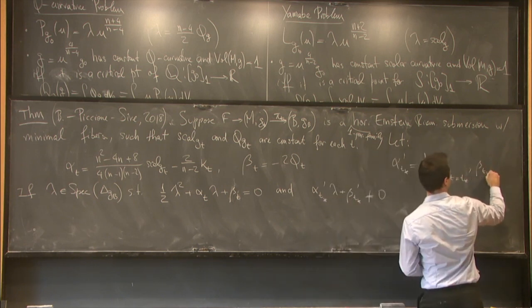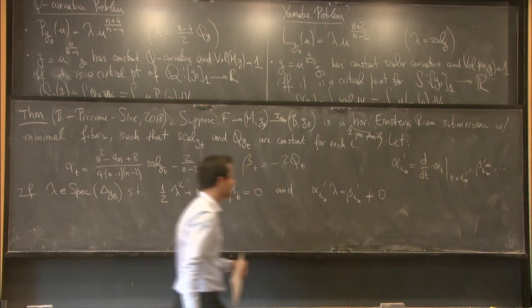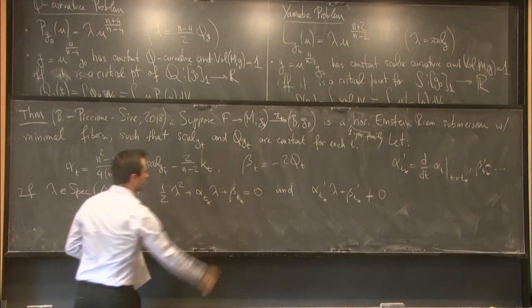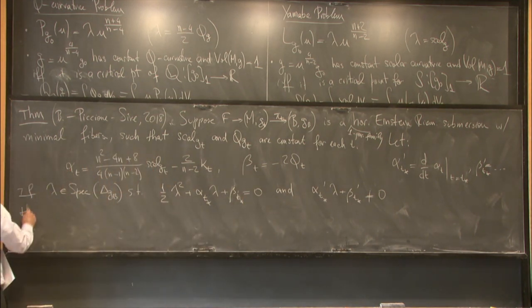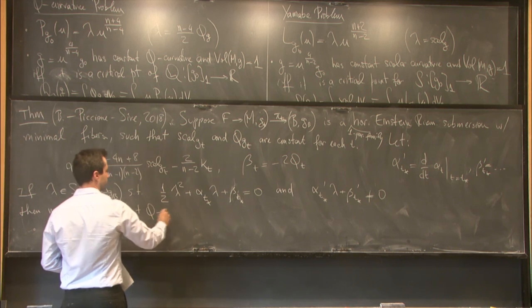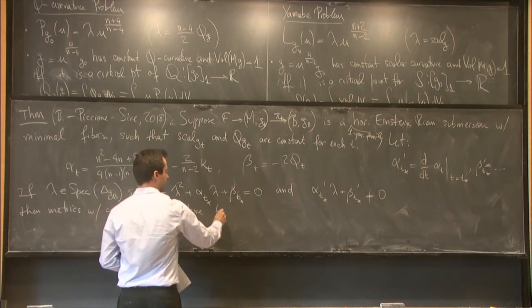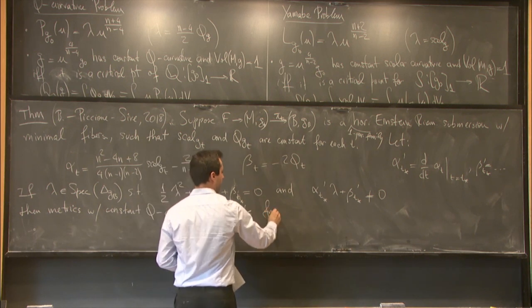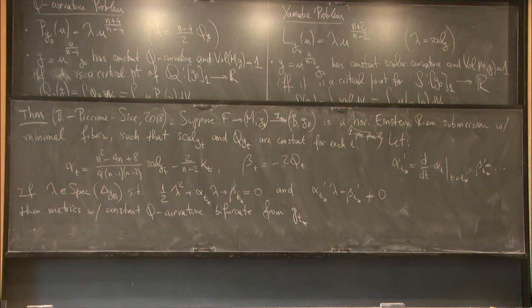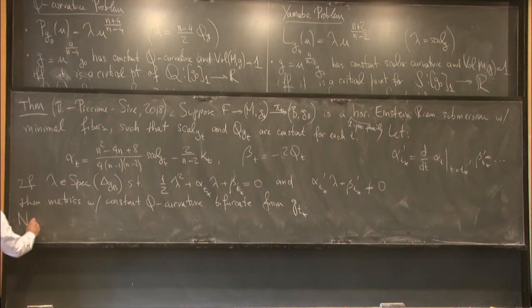Right? Then this t*, sorry, there should be a star here as well. Then this t* is a bifurcation instant. So then metrics with constant Q-curvature bifurcate from g_t*. Okay? Not always. And the point is that many times it's easy to recognize when they don't. So that's a very nice observation.